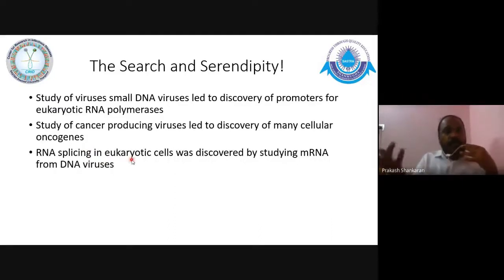Then there's RNA splicing. We didn't know that something called splicing happens in RNA. There is this big RNA with nonsense information, and the nonsense is cleared. The information is made into one clear unit. We didn't know that this was happening in us. But only after we started studying the mRNA from DNA viruses, we learned that it happens in the virus, and the virus does all that with our eukaryotic cellular machinery, so it is happening in us.